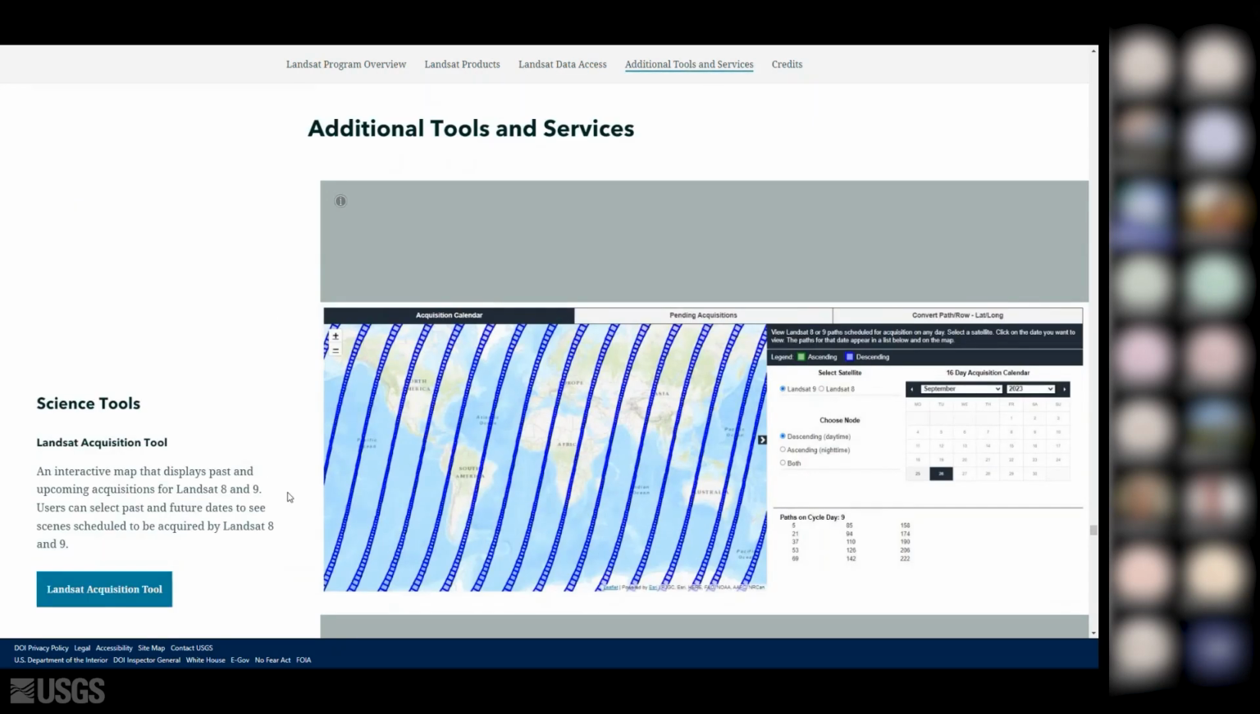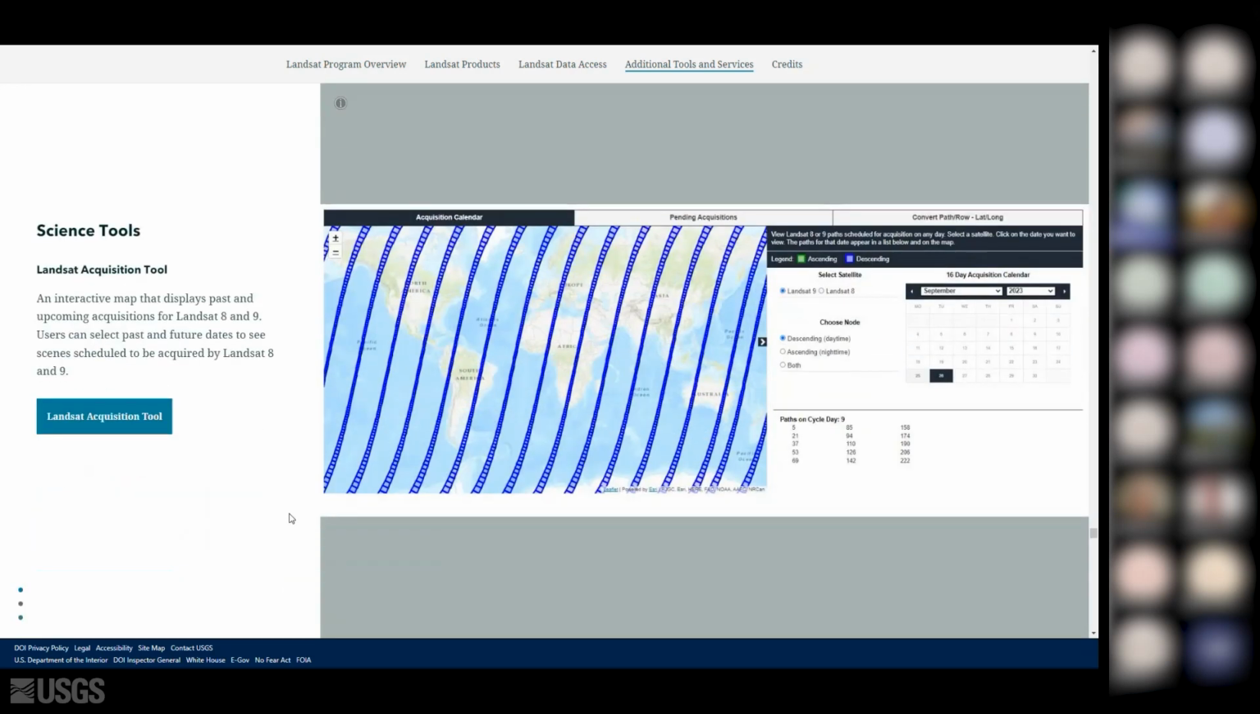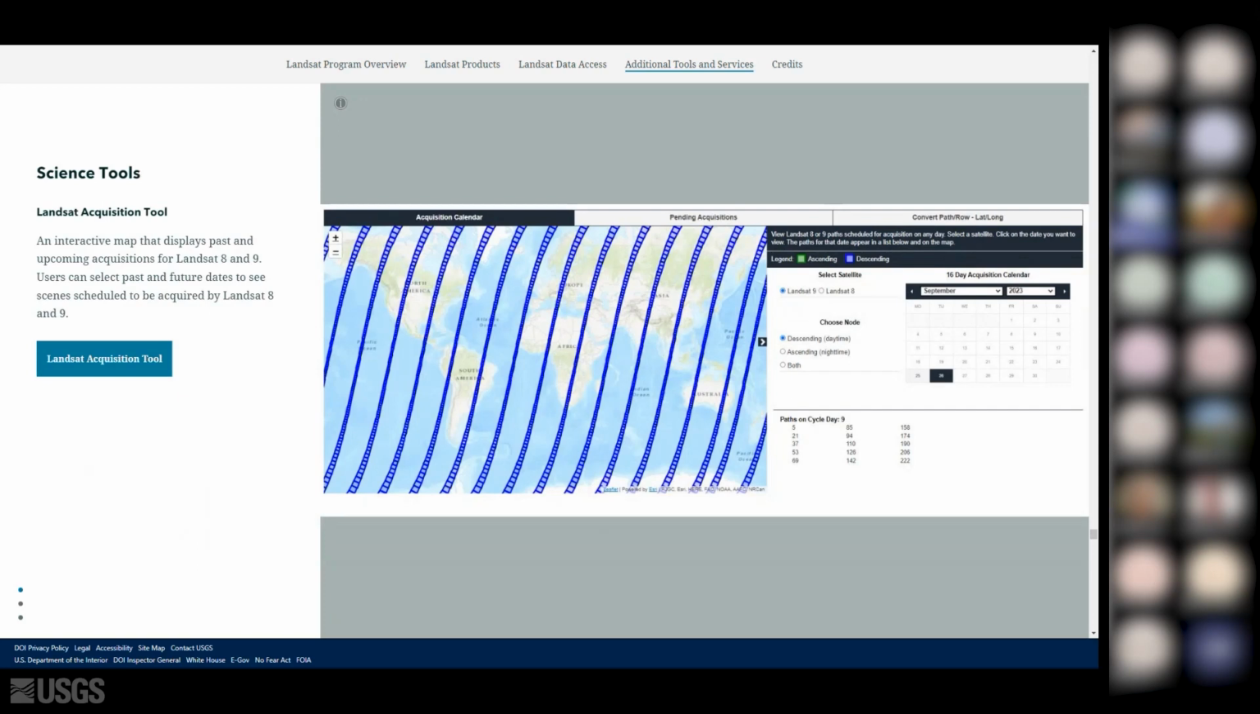In addition to data access, we're just going to go over some additional tools and services. We'll start off with the Landsat acquisition tool. This tool provides an acquisition outlook for Landsat 8 and 9 for people who are interested in seeing what cycle day either spacecraft is on within their 16-day repeat visit cycle and what paths are part of that day. This screenshot is actually for today for Landsat 9, so you can see the paths on this cycle day for Landsat 9. It's tabbed at the top, as you can see on this screenshot.